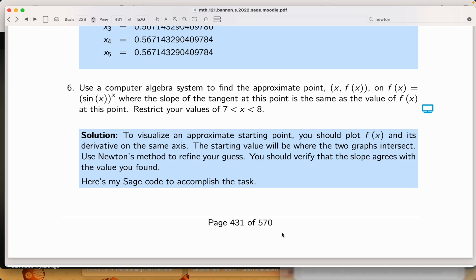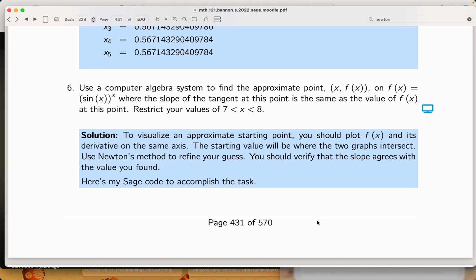Okay, let me read through it. It says use a computer algebra system to find the approximate point, that's f of x, with the understanding that f of x is equal to the sine function raised to the x power. It goes on to say where the slope of the tangent at this point is the same as the value of f of x at this point. Restrict your values between 7 and 8.